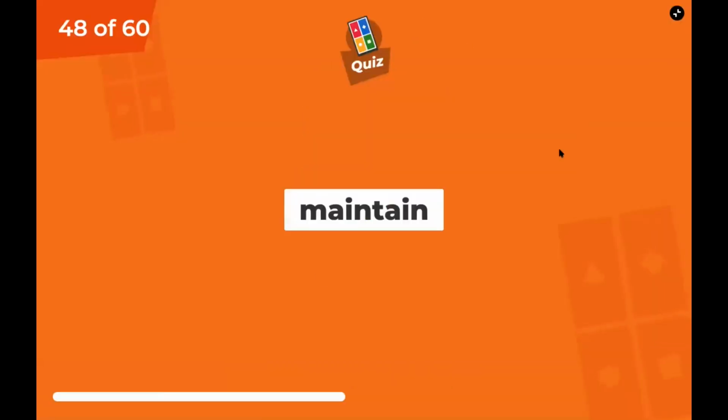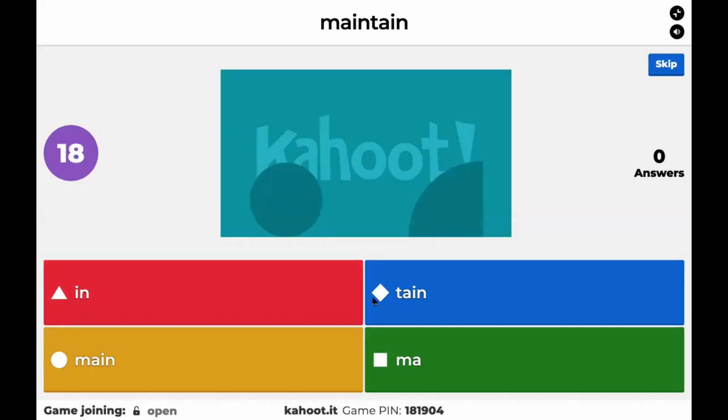Maintain. Red is in, blue is tame, yellow is main, and green is ma. Also, I might butcher some of the pronunciations because these aren't actually words; they're just syllables put together. So if I mess them up, sorry.